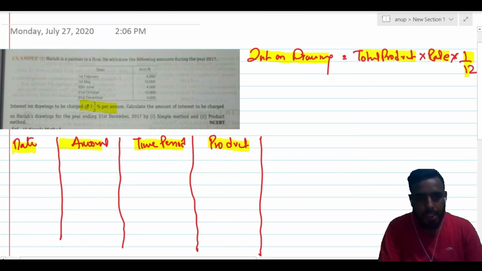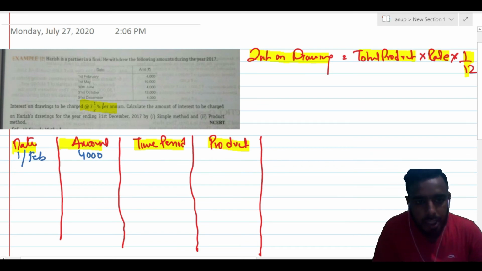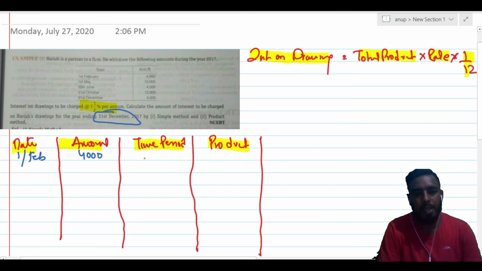So the date is 1st February. On 1st February, the amount of drawing was 4000, and the time period is from 1st February till when the year is ending. The year is ending on 31st December. So from 1st February till 31st December, the time period will be 11 months.